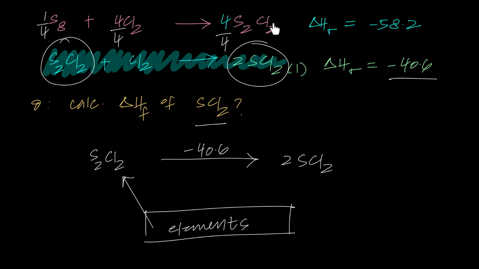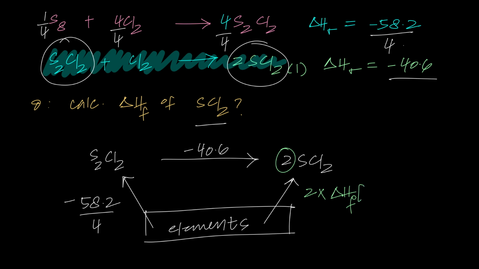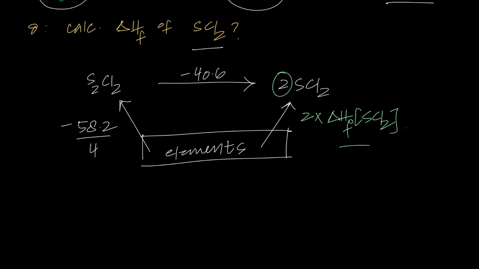If you divide the entire reaction by 4, you will actually get the enthalpy change of formation of S2Cl2, because enthalpy change of formation is for 1 mole of a substance forming. So I'll divide this entire reaction by 4, and therefore the enthalpy change should also be divided by 4. So this would be minus 58.2 divided by 4 right here. And how do I find the enthalpy change of formation of SCl2? This fella is going to be 2 times, because there are 2 moles. So this should be 2 times the enthalpy change of formation of SCl2.